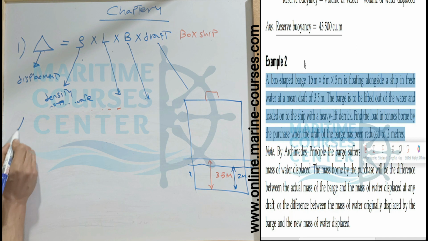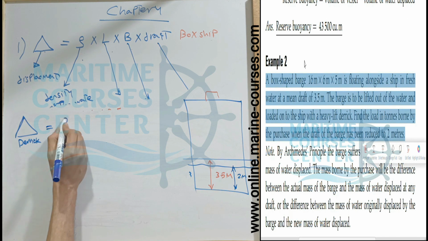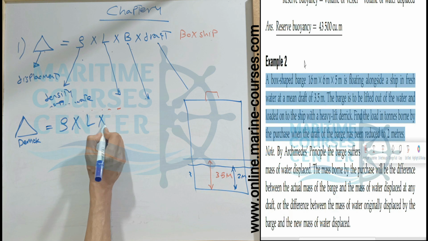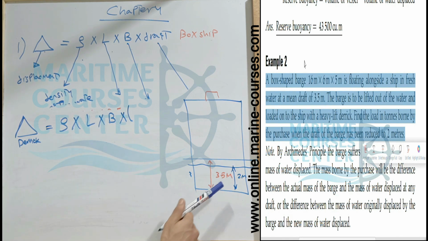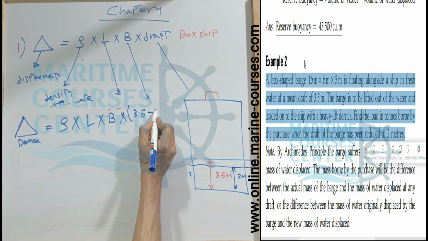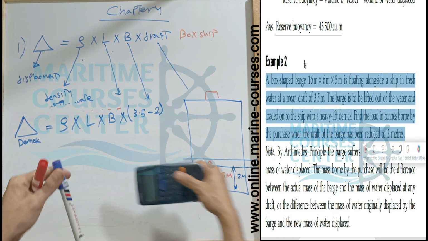For the second solution, the displacement of the derrick is going to equal density multiplied by length multiplied by breadth multiplied by the draft at 3.5 minus the draft at 2 meters. Okay, why? You can notice something so important here.